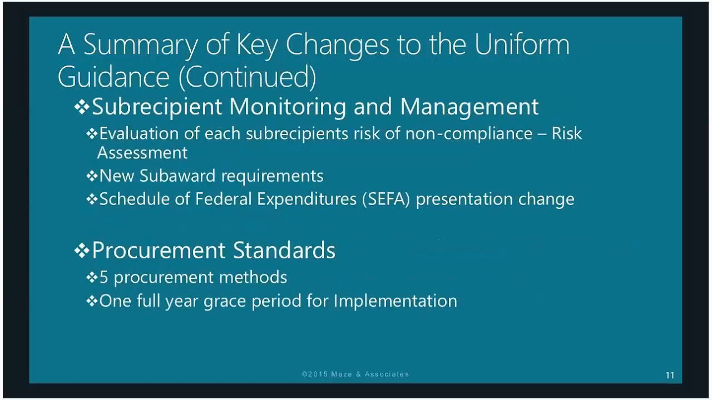So the big changes I've mentioned earlier to the uniform guidance are the subrecipient monitoring and management and the procurement standards. Under the subrecipient monitoring and management, the uniform guidance is now requiring an evaluation of each subrecipient's risk of noncompliance. We call this a risk assessment. We'll go over how to evaluate a subrecipient's risk in just a moment. There are also new subaward requirements, and we'll touch base on this as well. And there's also a slight presentation change to the SEFA.